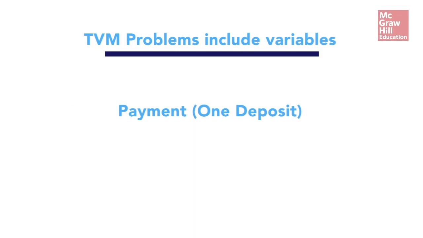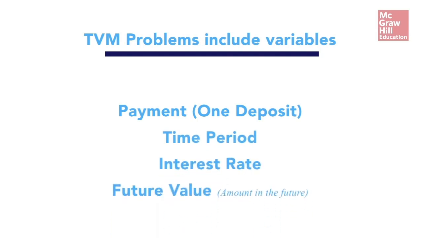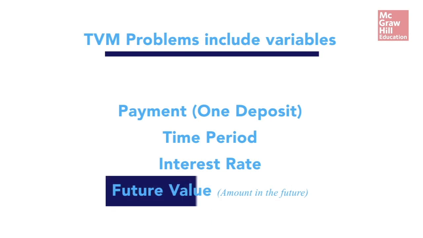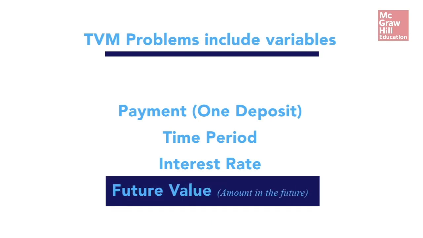The variables in this type of problem are the amount of payments, or the series of deposits, the time period in years, the interest rate that's being charged, and the future value, or the amount in the future. This future value is the variable that we will be solving for.